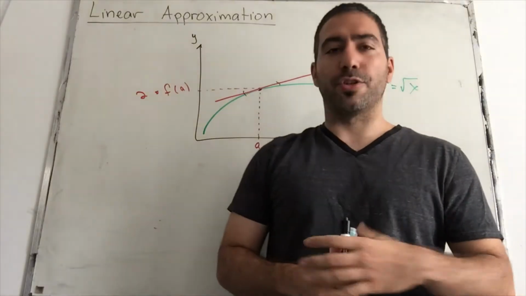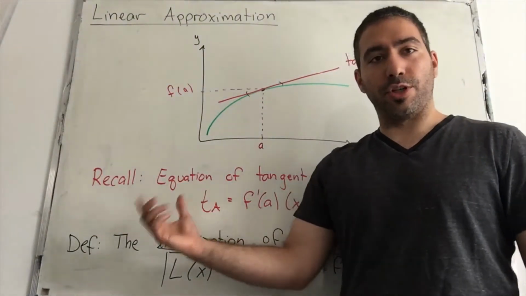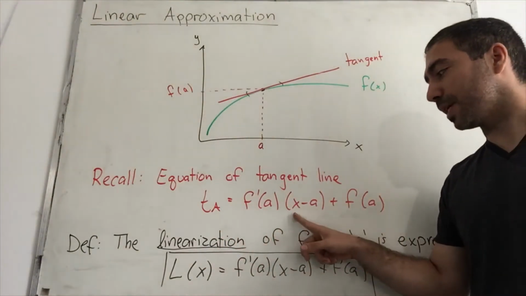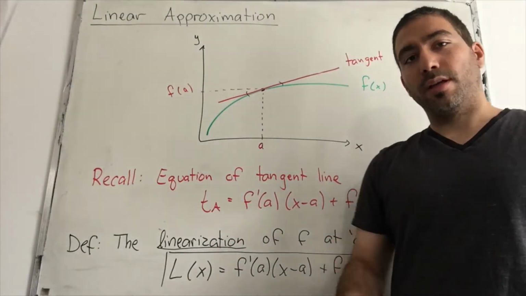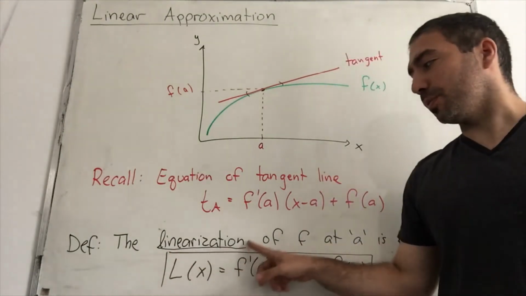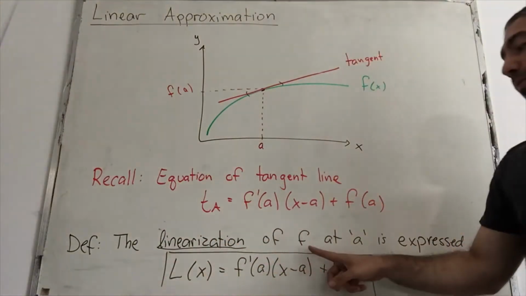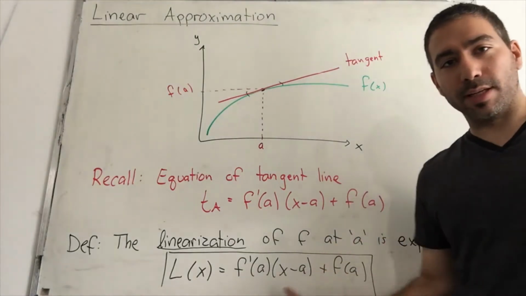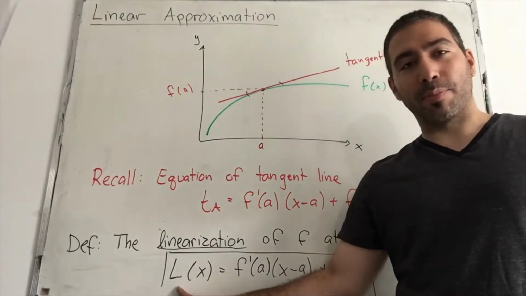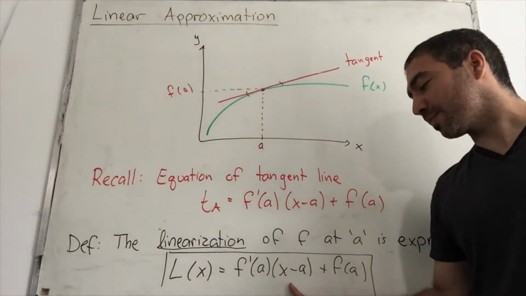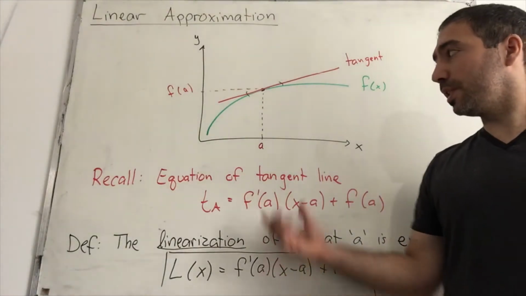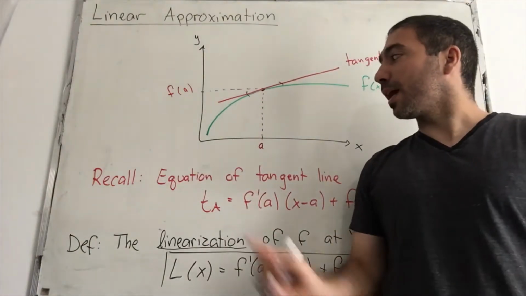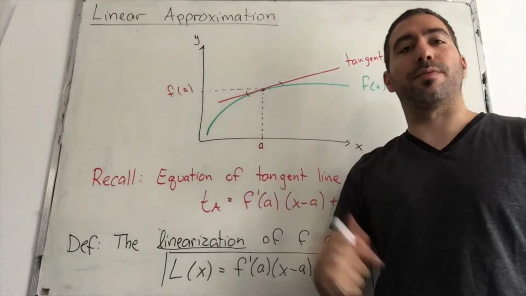So let's look at the definition. Recall the equation of a tangent line is expressed as T of x equals f prime of A times x minus A plus f of A. Now, by definition, the linearization of the function f at a given point A is expressed as the exact same thing. We just call it capital L of x equals f prime of A times x minus A plus f of A. So we're using the equation of a tangent line to approximate this function f of x at the given value A or some neighborhood of A.